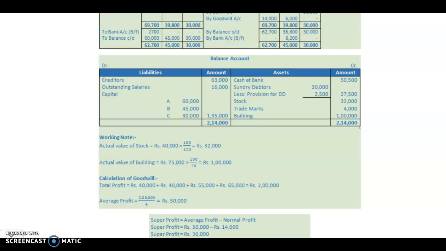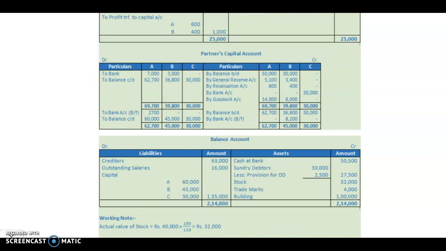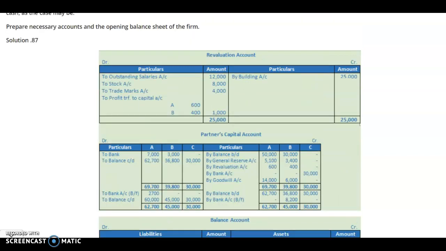This way we will have calculated the amount of the adjustment through the capitals, and the balance sheet will agree with a total of 2,14,000. I will continue in our next class with the other very important example from your book relating to the adjustment in the capital accounts.